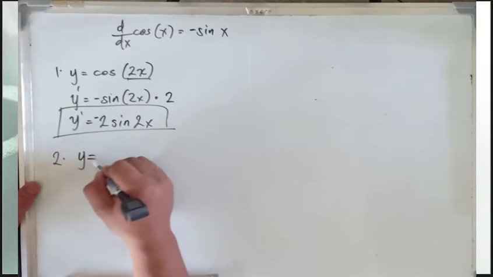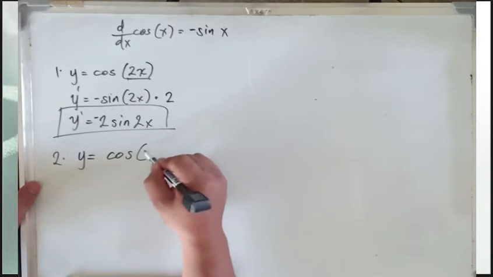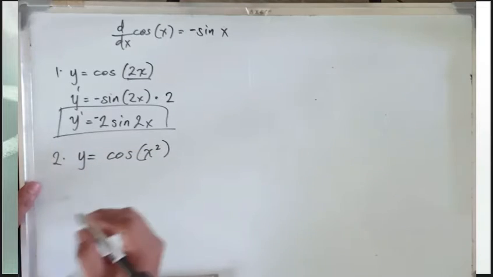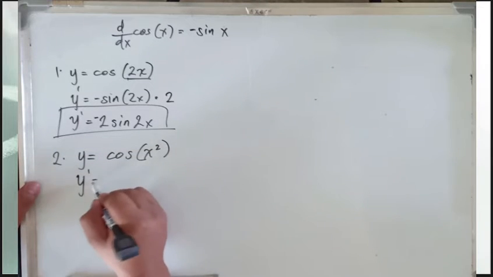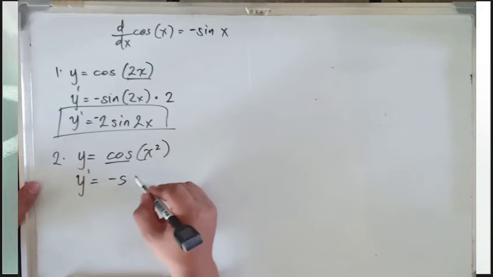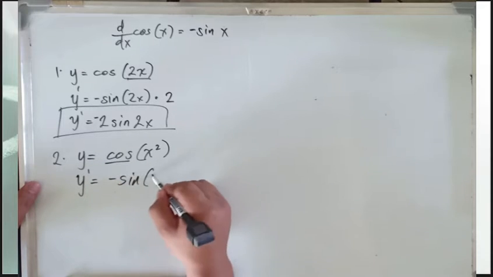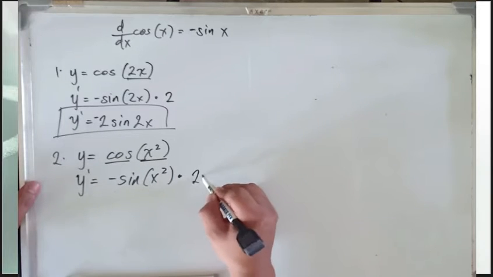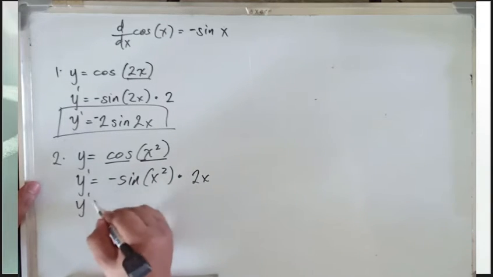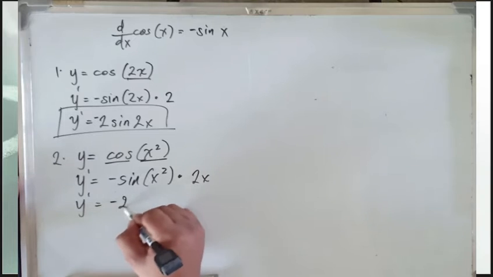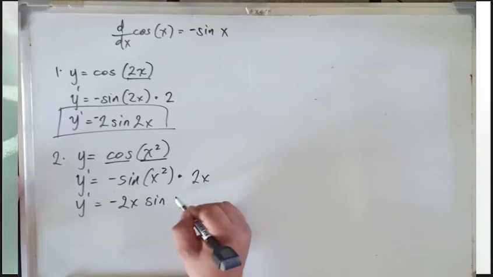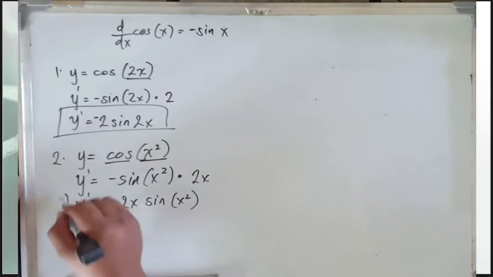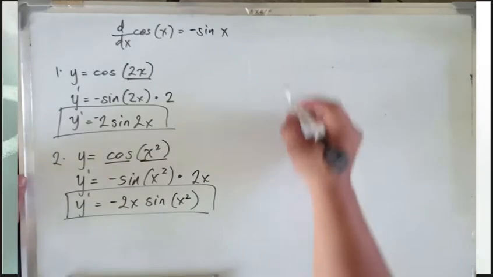We have y is equal to cosine of x squared. So we have y prime is equal to, the derivative of cosine is negative sine of x squared times the derivative of this, we have 2x. So we have the final answer as negative 2x sine of x squared. That's the final answer, the derivative.